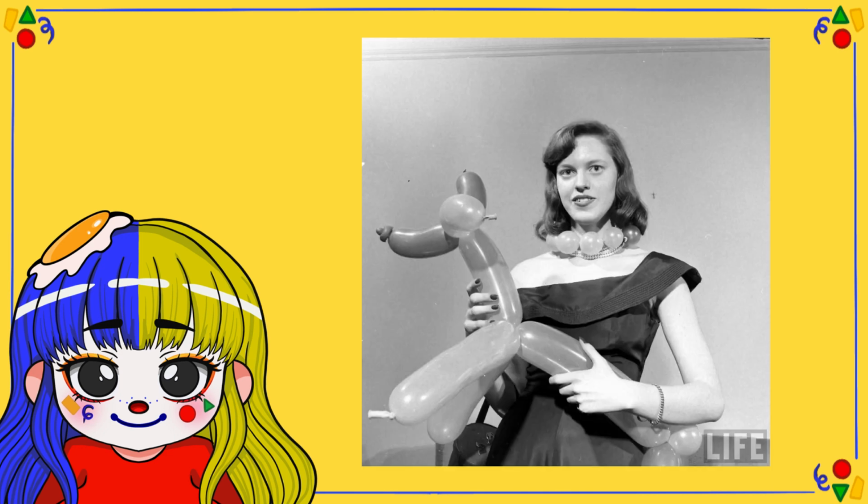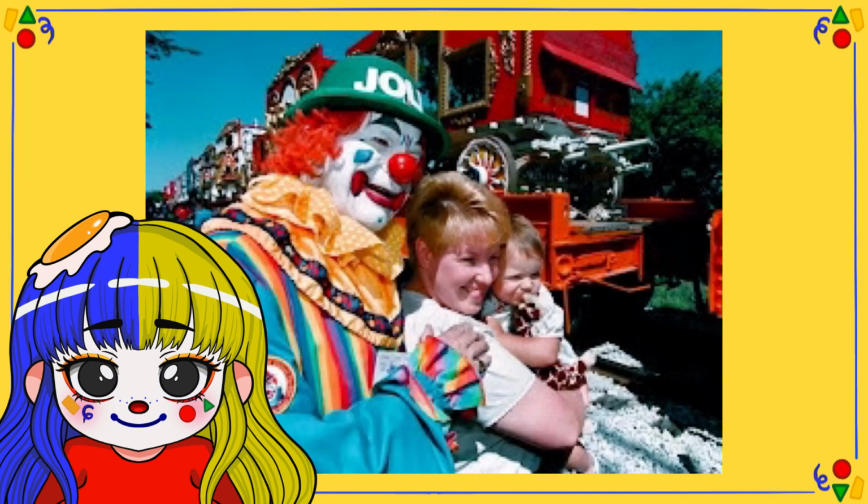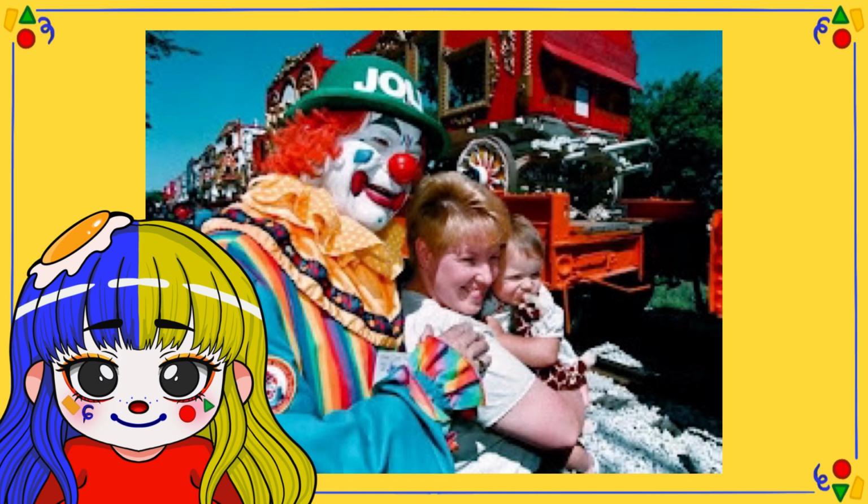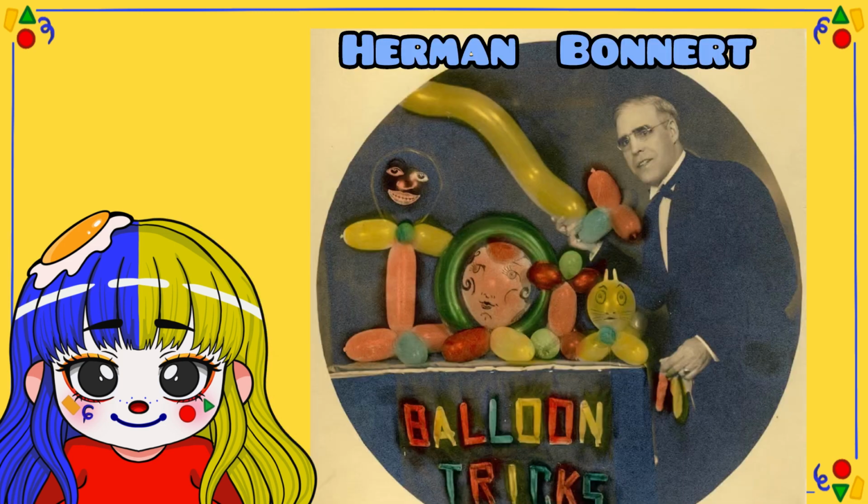But again, this still doesn't tell us where we get to the balloon animals. Who was the first person to start making balloon animals and not making animals out of animals? Sorry, people of the past. Well, I actually came across a small controversy. You see, Jolly the Clown, or Art Petrie, published a book in 1975 crediting this man, Herman Bonnert from Pennsylvania, as the first balloon twister. He gives a first-handed account of seeing Herman at a magician's convention in 1939.